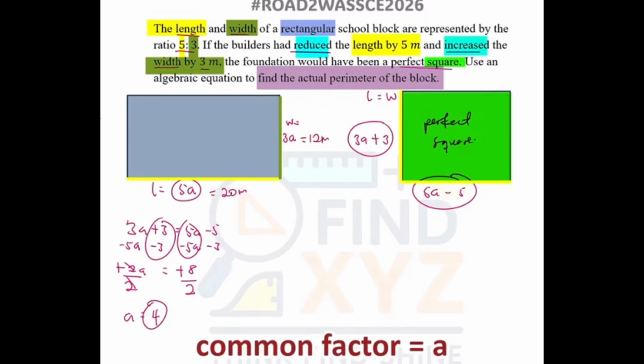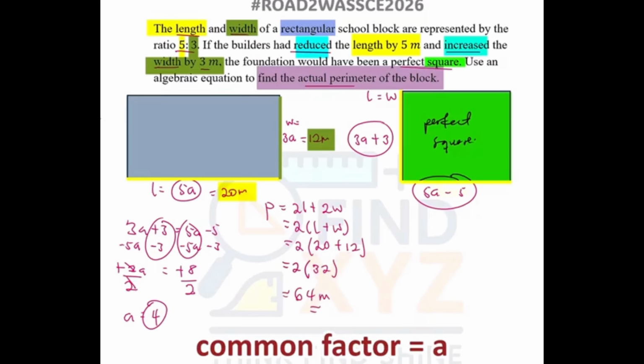Now we are asked to find the actual perimeter of the block. So watch this. What is perimeter? We say perimeter is twice the length plus twice the width. So we can factor 2 out. We have length plus width. So if I bring 2, what is the length? The length is 20 plus the width, which is 12. Then let's add the terms inside the bracket. 20 plus 12 will give us 32. Then twice 32 will give us 64 meters. This is the actual perimeter of the block.